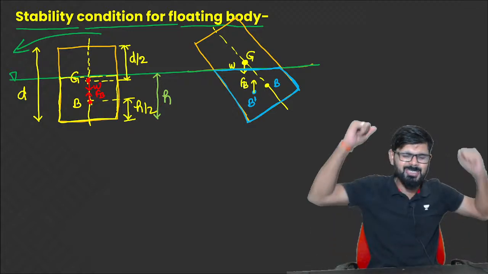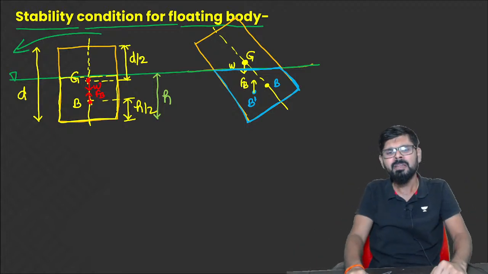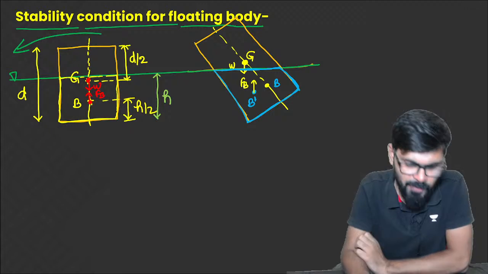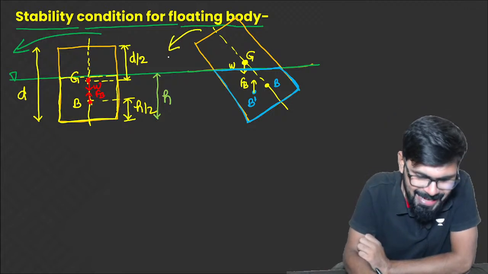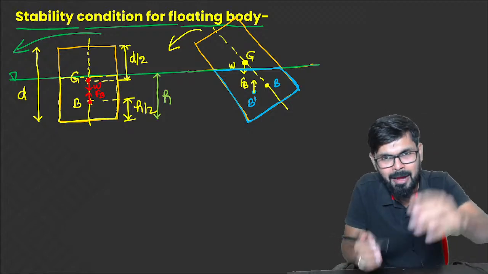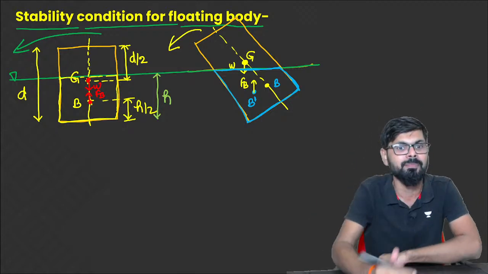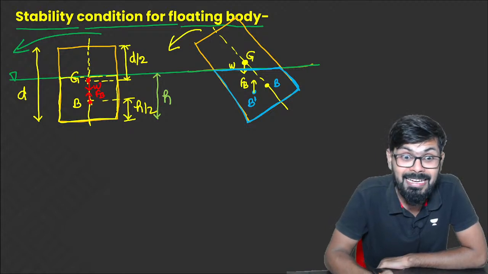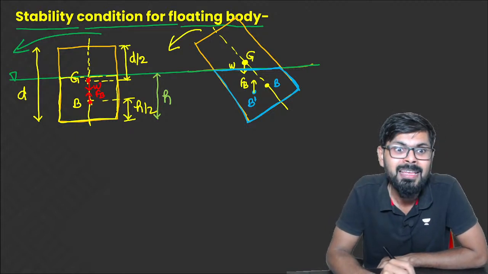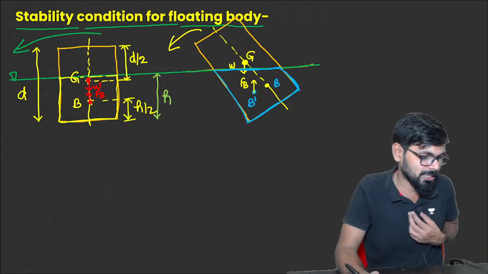Sir, yes sir, I got it sir. Very simple sir. See here, I am applying force in this direction, I am tilting in this direction, and the couple is in the same direction. So it means that it is unstable equilibrium. But it is not correct.